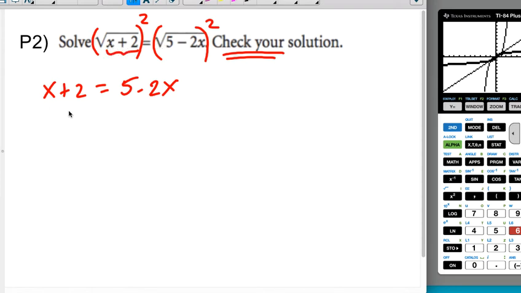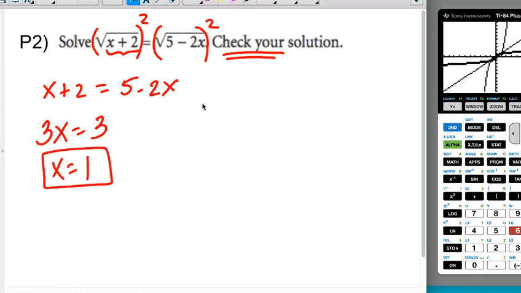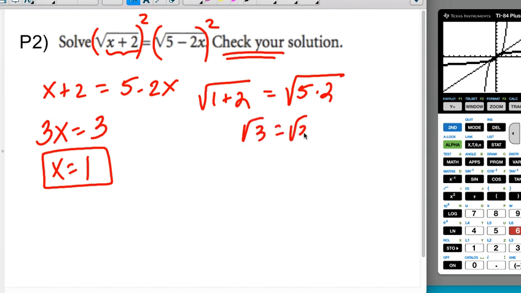So anyway, when we go to solve, I'm going to add the 2x over and get 3x. I'm going to subtract the 2 over and get 3. So I get x is 1. And when I go to check my answer, I'm going to get the square root of 1 plus 2. And the question is, does that equal 5 minus 2? Sure enough, I get root 3 equals root 3, and that checks out, and my answer is 1.